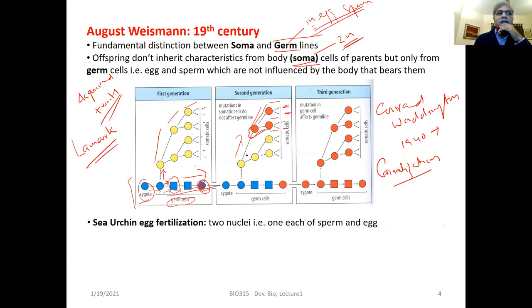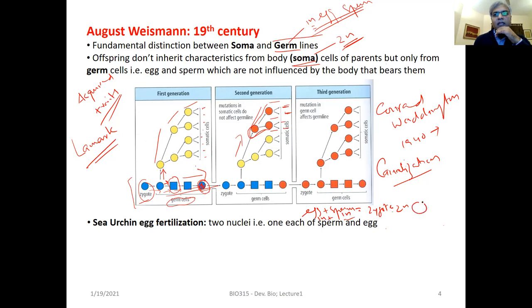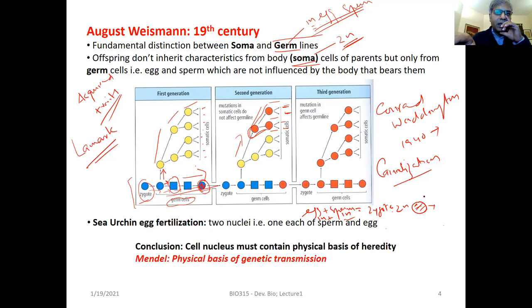And you know, you have egg plus sperm that makes a zygote, which is 2N. So 1N plus 1N, which are products of meiosis. And from here, this 2N, which is a zygote, undergoes mitosis, successive mitotic divisions, and develops as an embryo.